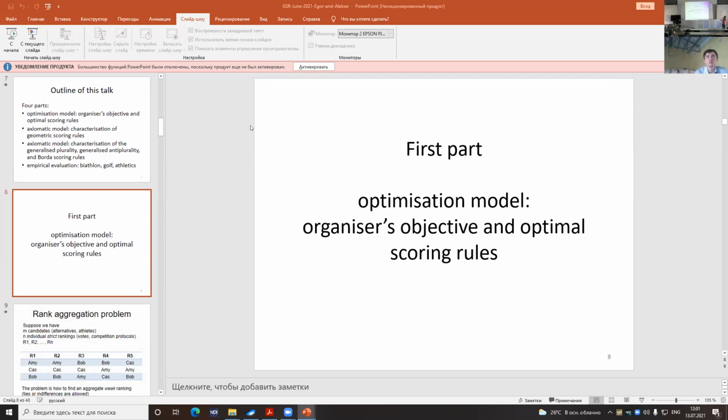So we will introduce the organizer's objective, which is cardinal, because as we saw on the previous slides, in real protocols, despite the fact that the organizers use a purely ordinal procedure, they also know the cardinal results of athletes. And this will help us to choose an appropriate scoring vector for our ordinal procedure.